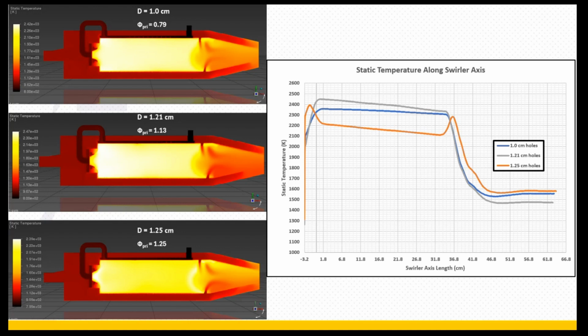And you can see in all these pictures that all the flames are well above 2000 Kelvin, with the 1.21 centimeter case having the highest flame temperature, because 1.1 is closer to stoichiometric, and that means your flame is going to burn the hottest. And you can see with the 1.25 centimeter case, which funnily enough gives you a primary equivalence ratio of 1.25, you get this situation where whenever the primary flame hits the dilution air, you get a jump in your temperature. And this is a reburn scenario.